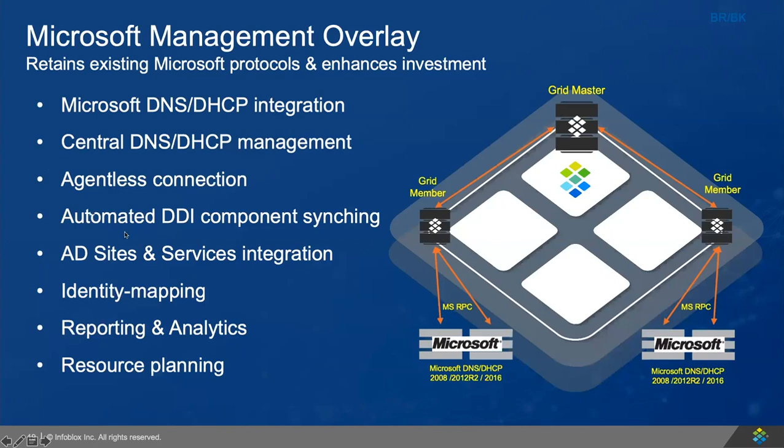And then of course there's the syncing of your DDI components and automating that. We have the integration with Active Directory sites and services. You can see which IP address is being used by which user in the identity mapping functionality. And of course we tie all this together with reporting and with resource planning. So again, Bob, what are your thoughts as far as the actual grid and the architecture?